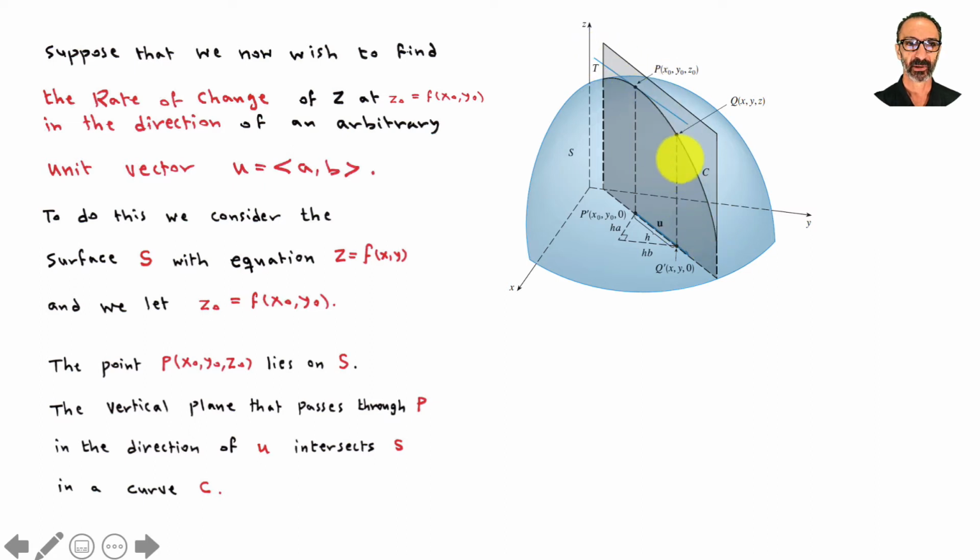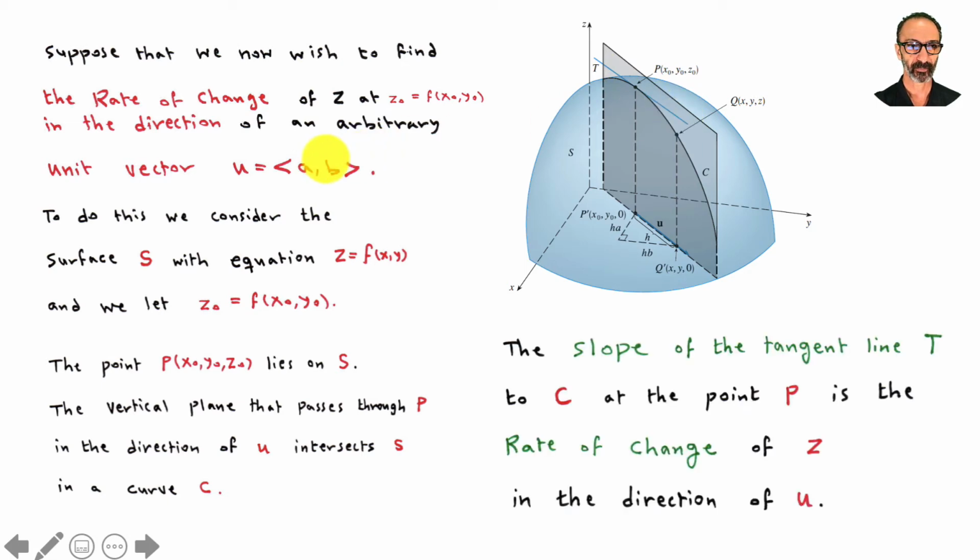So we talked about the curve when we fix x and y, but this time we are going not with x or y, we're going with the directional vector called u. And that will be the tangent line that we are concerned about in this video. So the slope of the tangent line T to the curve C at the point P is the rate of change of z in the direction of u. This summarizes the whole idea of this slide.